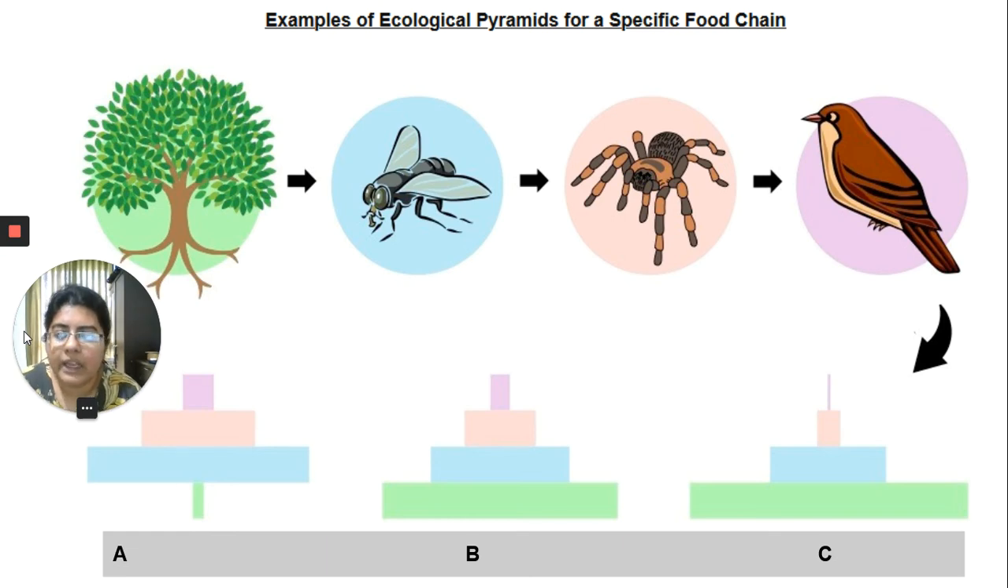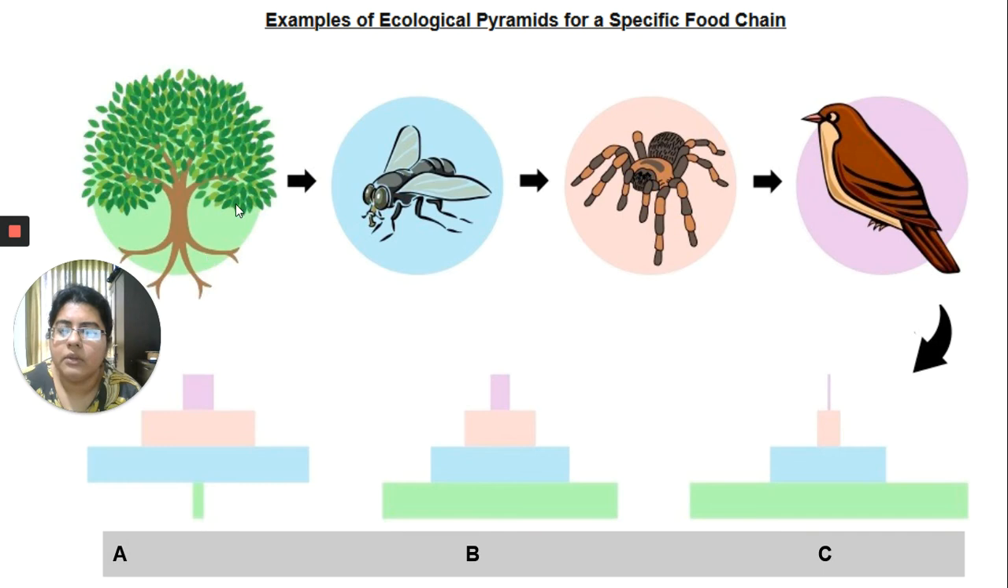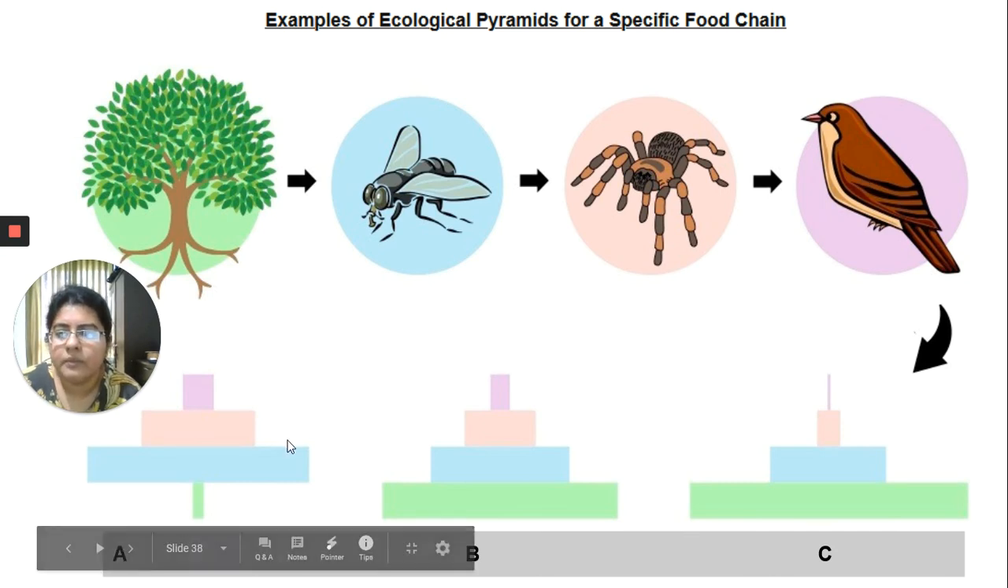Okay, so in A, I am seeing that the producer level, always the base is the producer in all 3 pyramids, and the tip is always the final predator, the top carnivore. So here I am seeing that the base is very narrow. That means it's counting the individuals over here. So there's only a single tree in which flies live. Flies are eaten by the spider, and spider is eaten by the hawk. So I think, what do you think A is? It's probably the pyramid of number.